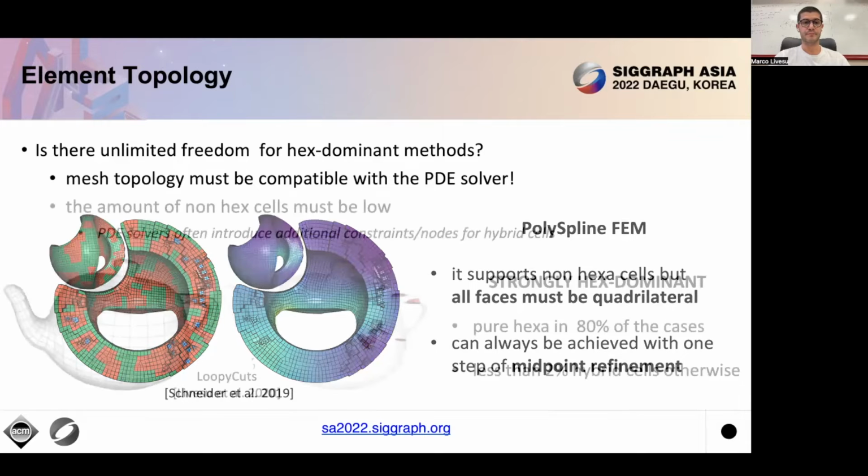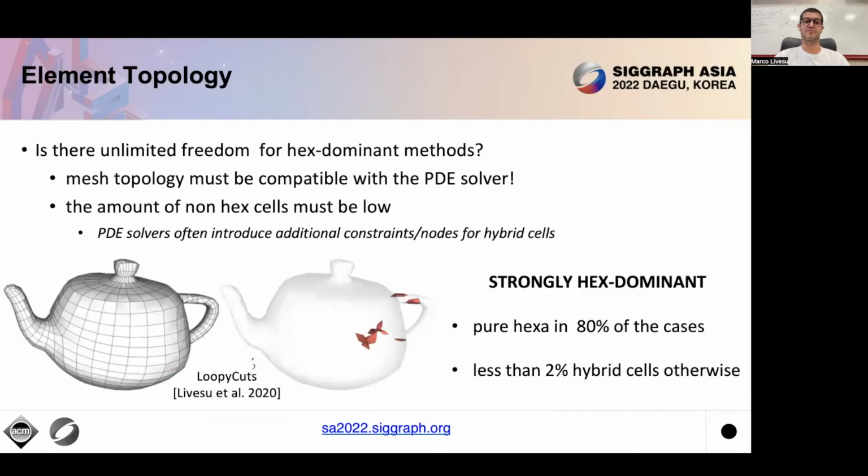applied. Another important metric for hexahedral dominant meshes is the amount of non-hexahedral cells, which must be as low as possible. And this is because many times PDE solvers tend to introduce additional vertices surrounding the non-hexahedral cells in order to fit the functions through which the solution will be represented. And so the fewer hybrid elements we have, the fewer additional degrees of freedom we will have in our linear system.